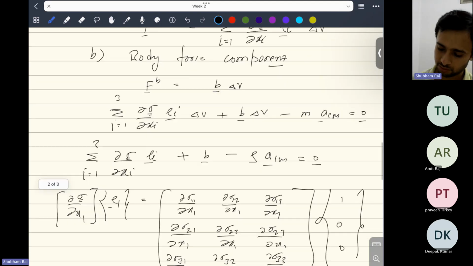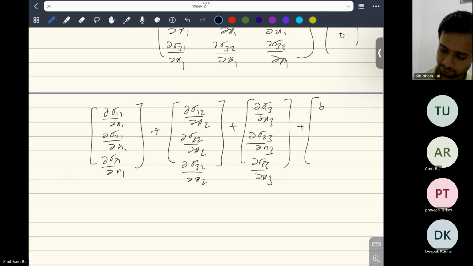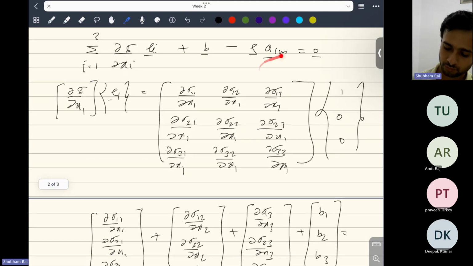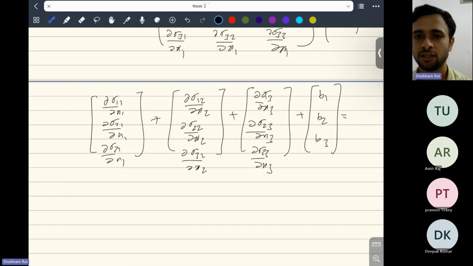Plus you have this b, so b also will have three components, b1, b2, b3. And I'm just writing equal to, I'll take this term and go into ACM to the right hand side, so that will be, I'm just denoting ACM, acceleration of center of mass of the body.